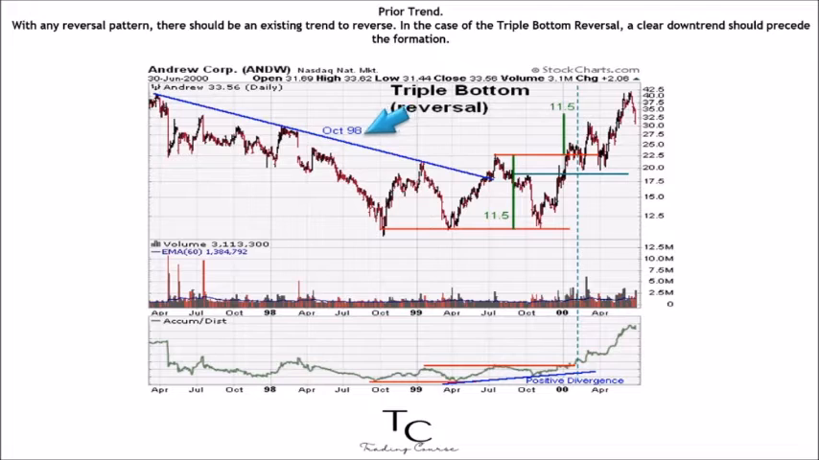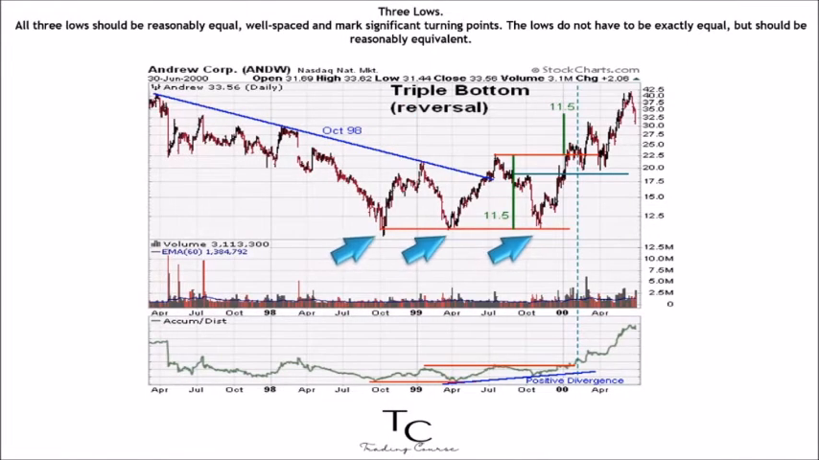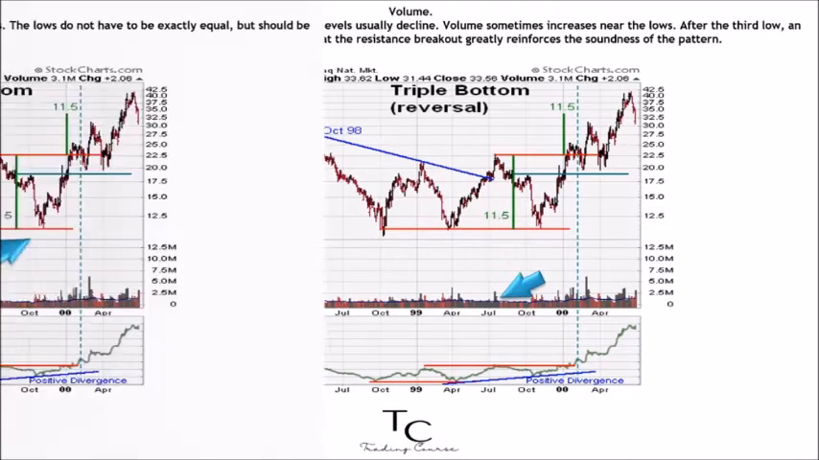Prior trend. With any reversal pattern, there should be an existing trend to reverse. In the case of the triple bottom reversal, a clear downtrend should precede the formation. 3 lows. All 3 lows should be reasonably equal, well-spaced and mark significant turning points. The lows do not have to be exactly equal, but should be reasonably equivalent.